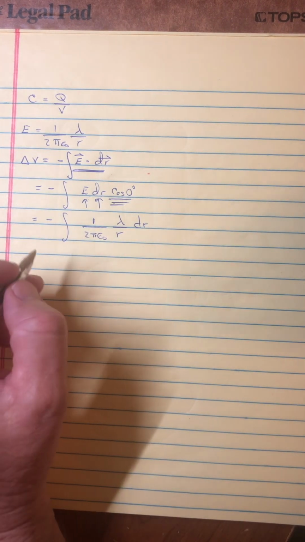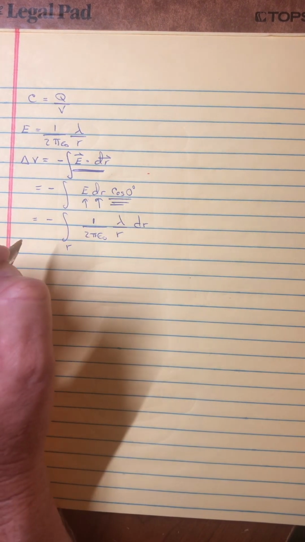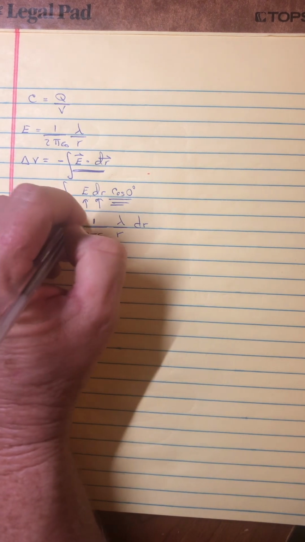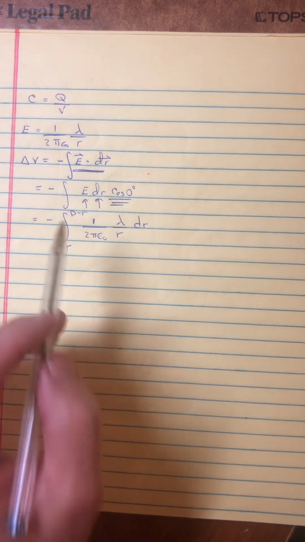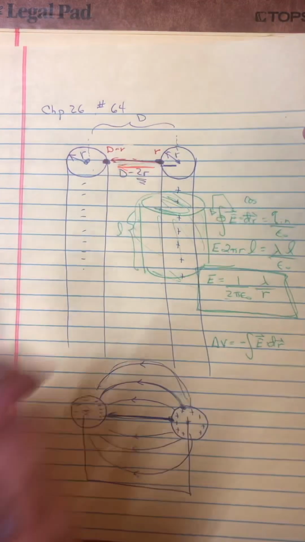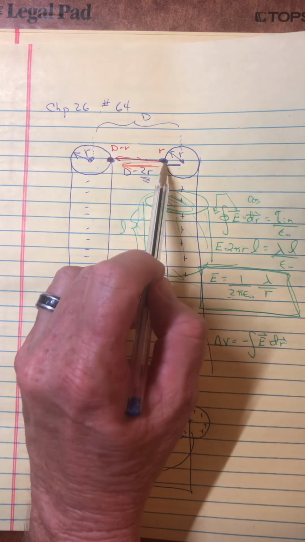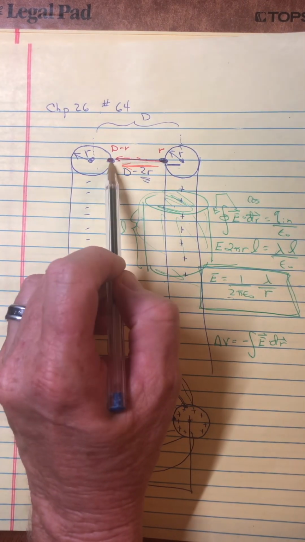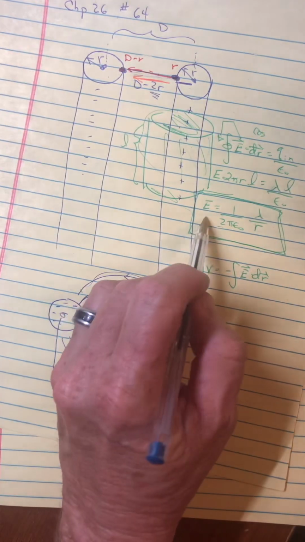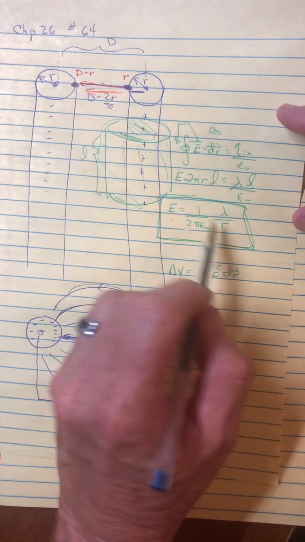Now let me put the limits. As we said, we have to go from R to D minus R. And again, you might be tempted to say, well, I'll just call this the origin and go from 0 to D minus 2R, but that's going to get you in trouble because you're using an equation that is based upon the center.